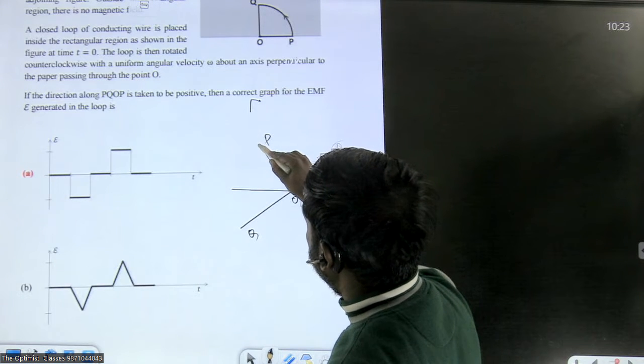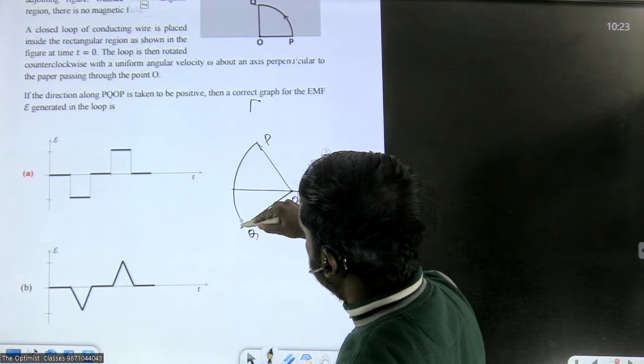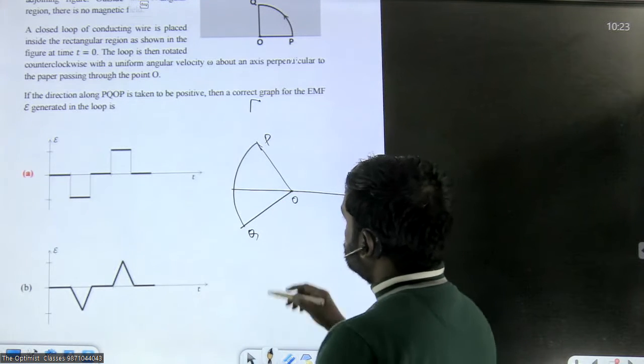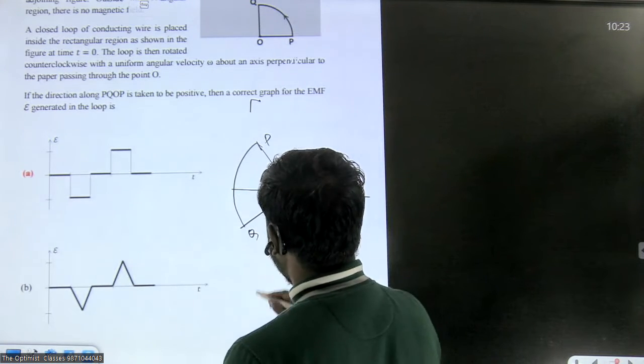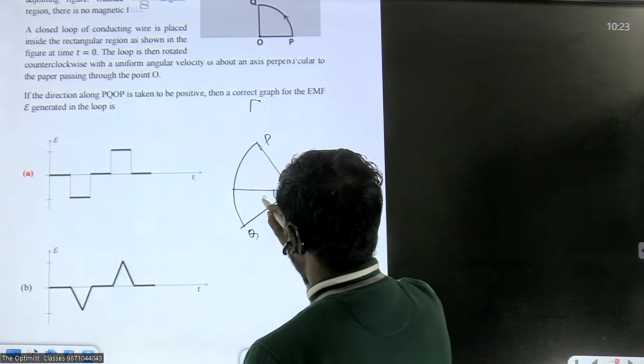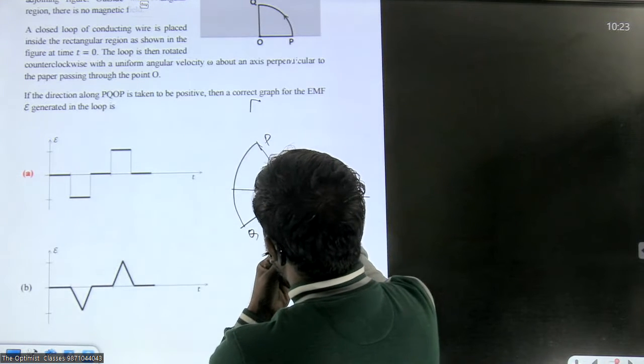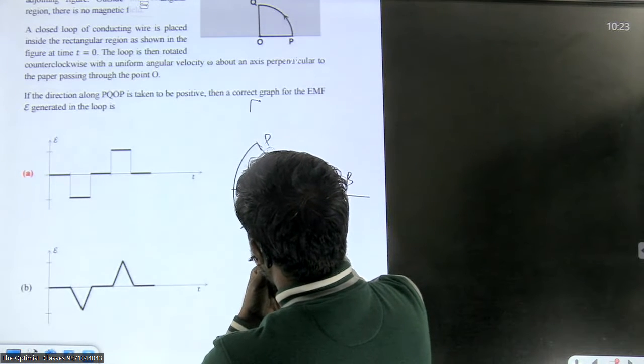This P is here, and this is a semicircle. So it is something like this. Suppose this portion has come outside, and this angle is theta. So this portion will be inside, and this angle is pi by 2 minus theta.